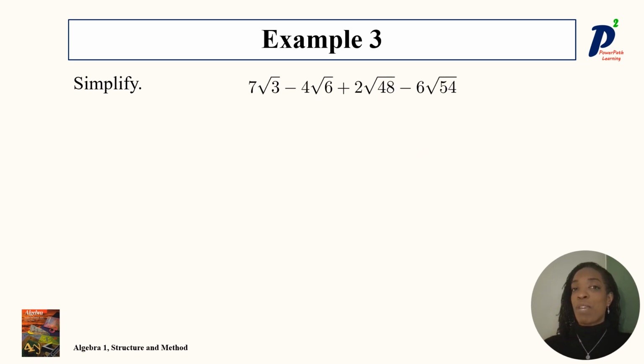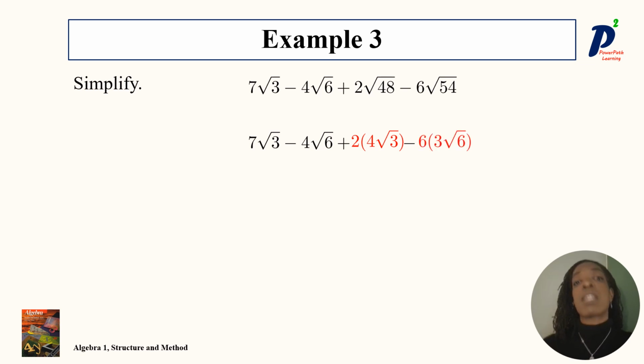And finally, example 3. So I'm looking at this example and I can clearly see I don't have anything that I can combine right away. However, I have two things that can be simplified. 7 root 3 and 4 root 6 are completely simplified, but 2 radical 48 can be rewritten as 2 times 4 root 3, and 6 radical 54 can be written as 6 times 3 root 6.